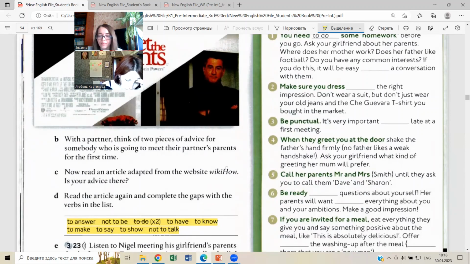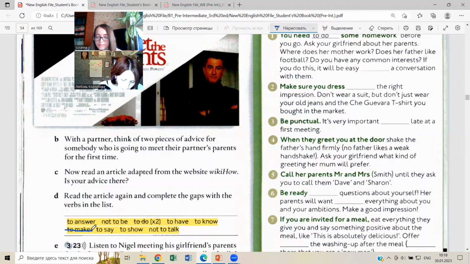To show? No, another word. Impression, it's like впечатление? Yes, you're right. To make, maybe. Yes, correct. To make. So we say to make an impression. To make the right impression.